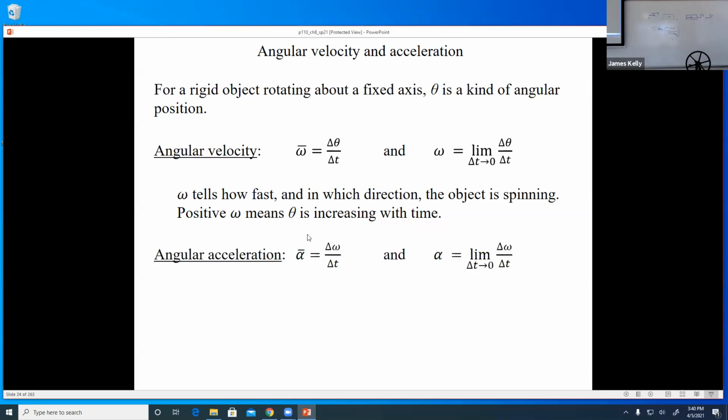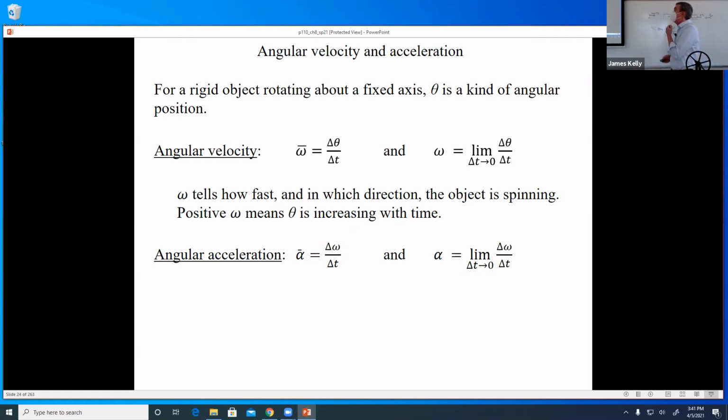Similarly, I know we're going much faster than we did back in chapter 2 and chapter 3, but we can make an analogy to acceleration. Acceleration was the rate of change of velocity. So we first defined the average linear acceleration as delta v over delta t. Here we can define the average angular acceleration, which is given the symbol alpha, lowercase alpha, as delta omega over delta t. And again, we immediately let delta t go to 0 because we want to talk about instantaneous angular acceleration.